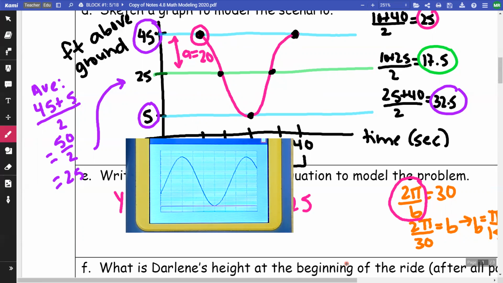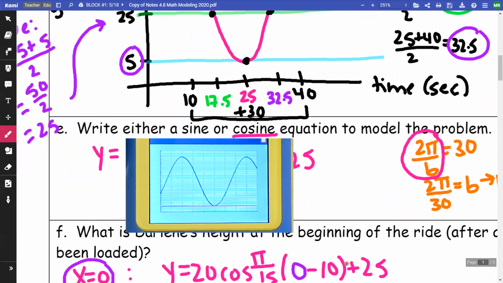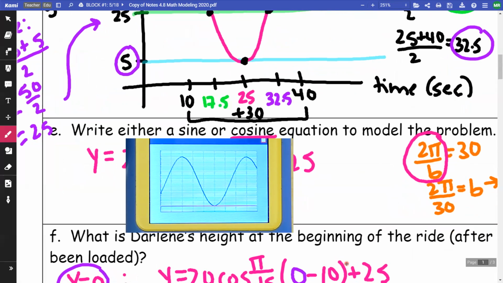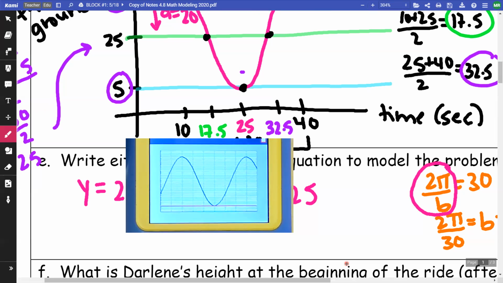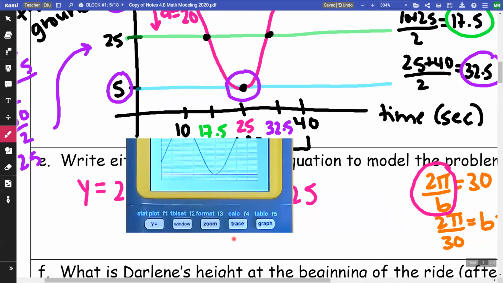And so on this, we actually can see in our picture that it hits that 5 at 25 seconds. Right here, we can see that, okay? That's what's happening down at the bottom of my graph right here, okay? But sometimes it might be something that you need to find, and you can't find it as nicely by looking at your graph. So on these calculators, on the trace button, there's the word calculate.